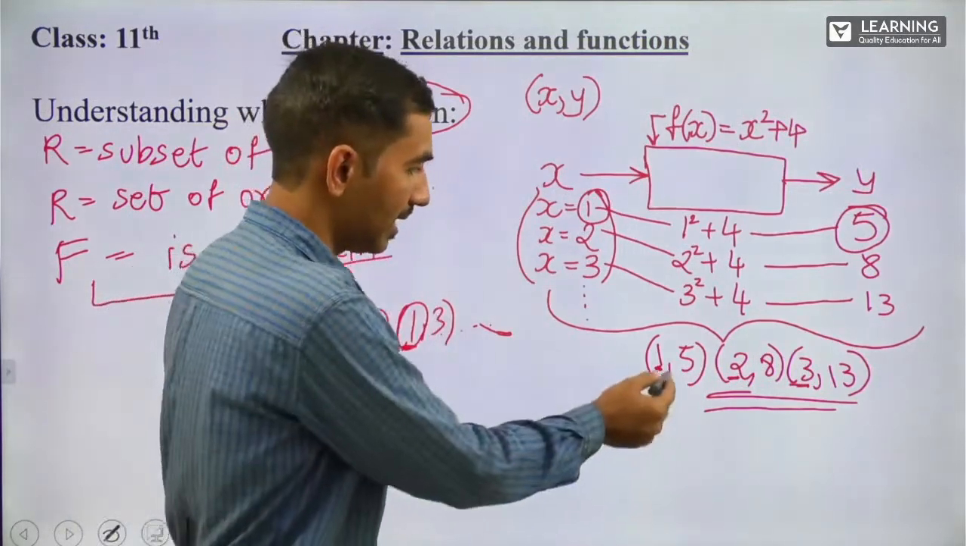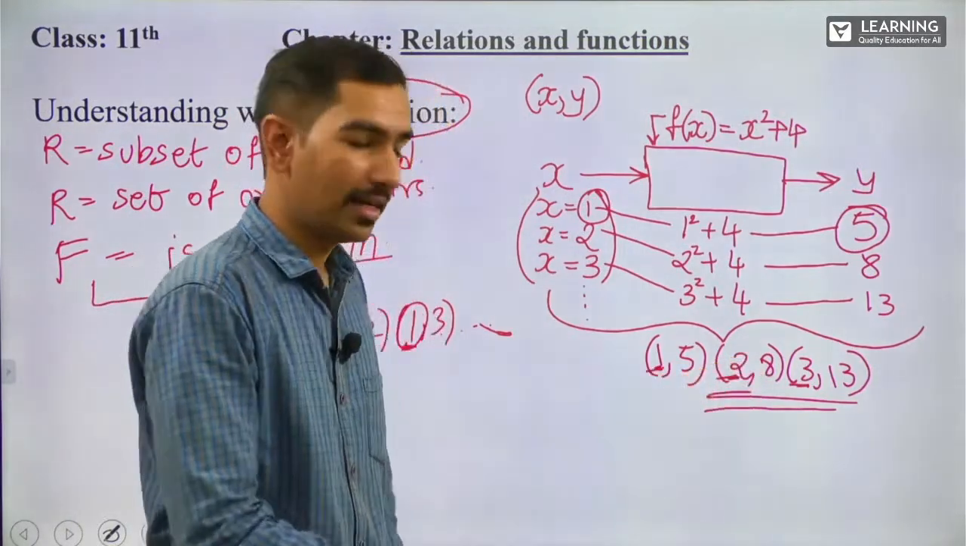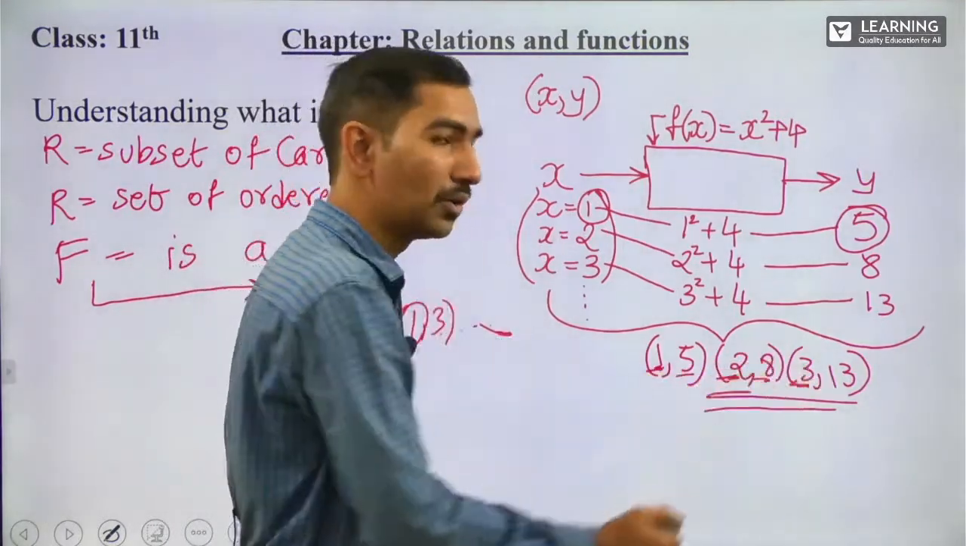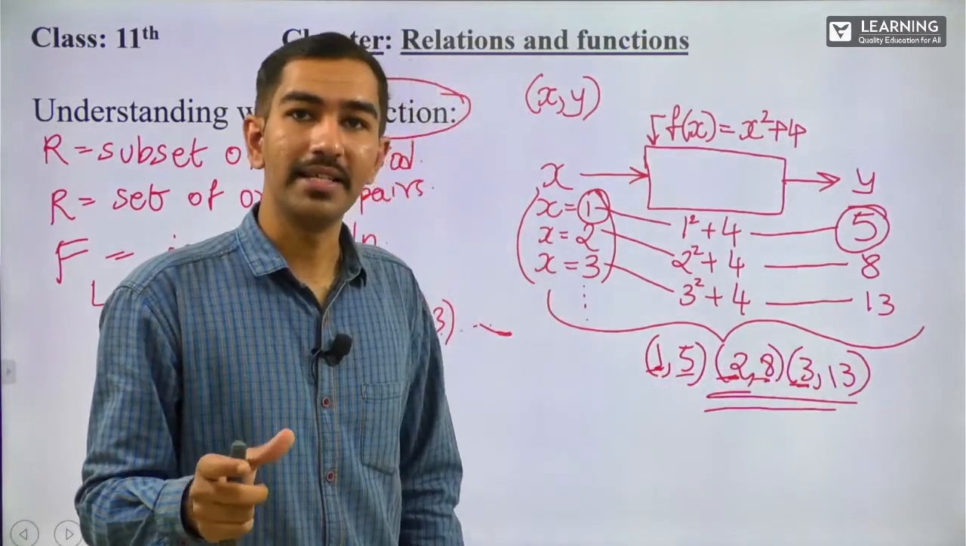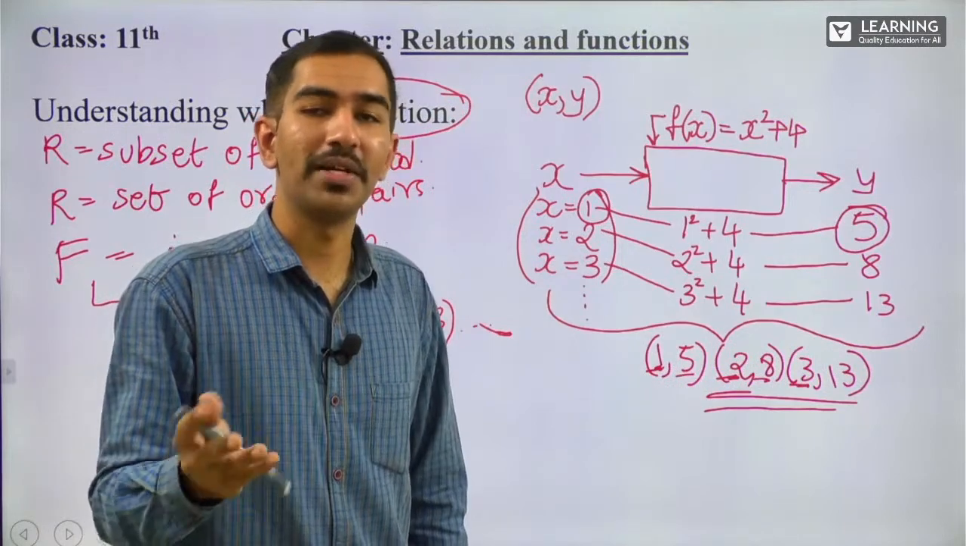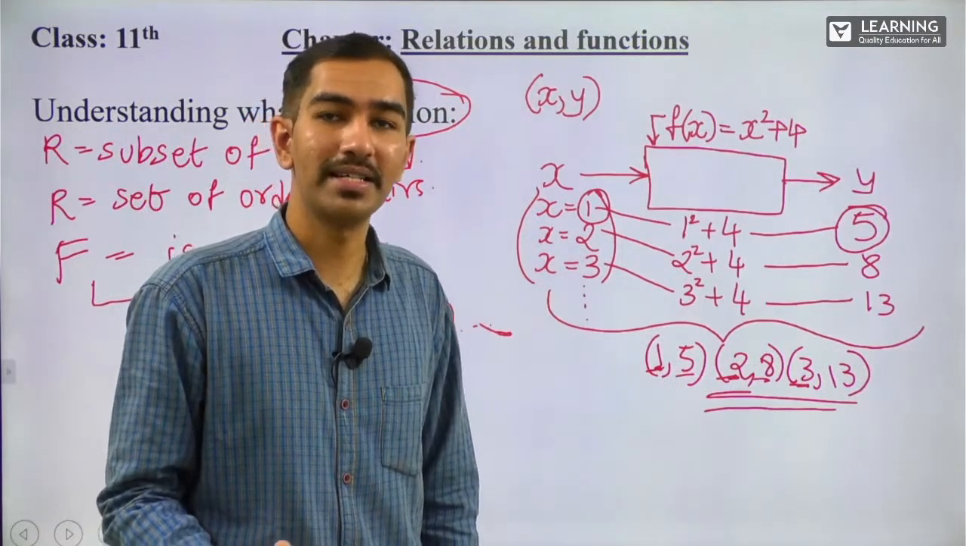So what are these X elements called? Domain. And what are these Y elements called? Codomain. The range is the lowest and the highest value in the codomain. So this is called a function.